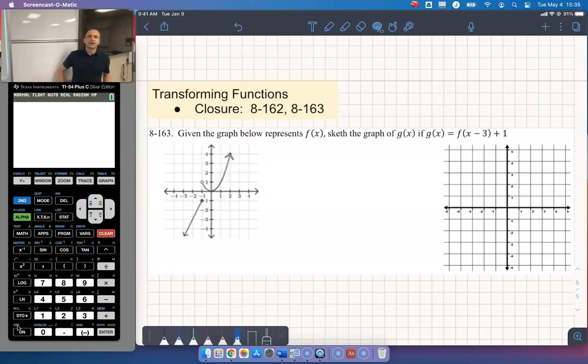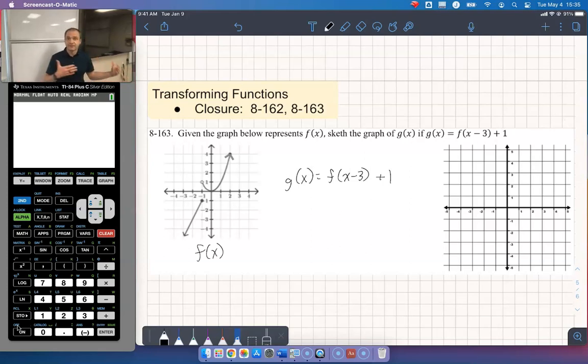So I was asked to do one on transforming functions, and this is really similar to the idea of how we transform anything, the ideas of a, h, and k. And in this case, I only have h's and k's, because I'm given this graph as my f of x. And I'm being told I want to transform that, and g of x is the transformation of f. And it says, hey, take that function and apply this transformation to it. You have f of x minus 3 plus 1.